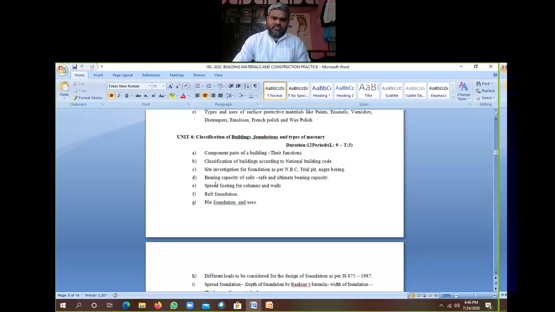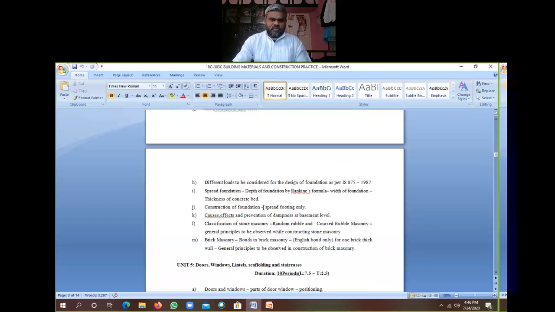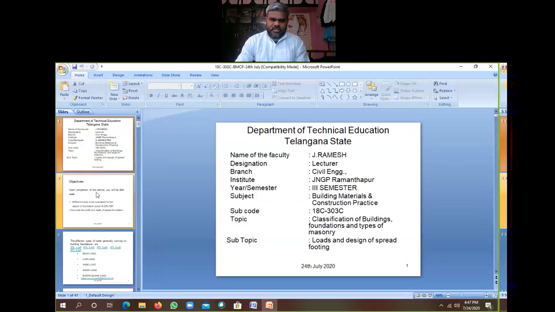Also, in the last class we completed spread footing, raft foundation, and piles, and the different types of loads to be considered in the design. Today, design of spread foundation is our topic, right? We can also cover the construction steps of a foundation like spread footing here. So this is our today's target.